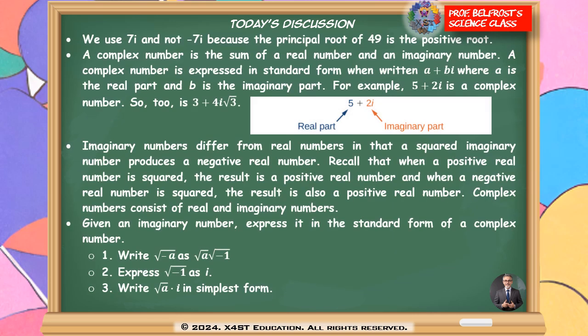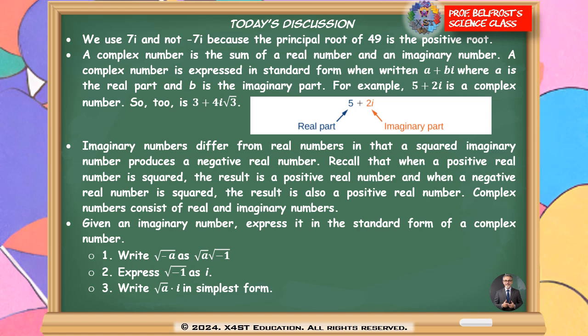Easy. So actually, a complex number is the sum of a real number and an imaginary number. This is a new set of numbers that I want to tell you about. You can express it in the form a plus bi, where a is the real part and b is the imaginary part. For example, we have 5 plus 2i, so 5 is the real part and 2 is the imaginary part. Same if we have 3 plus 4 times the square root of 3, then 3 is the real part and 4 times the square root of 3 is the imaginary part.